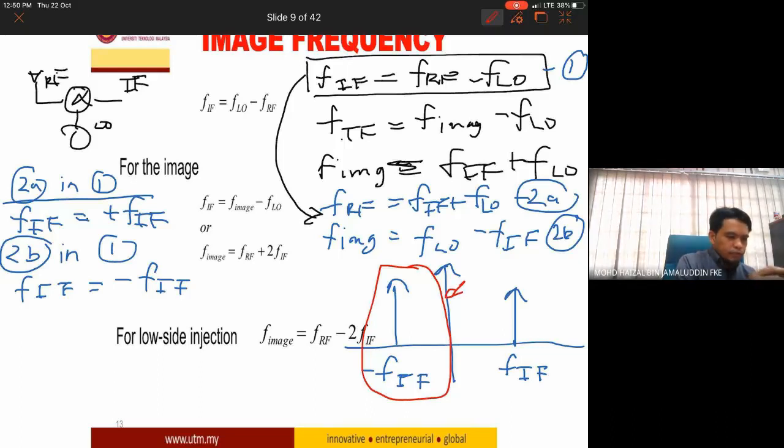So basically, today you just need to know this equation, the blue one, in order to prove that the image frequency exists.